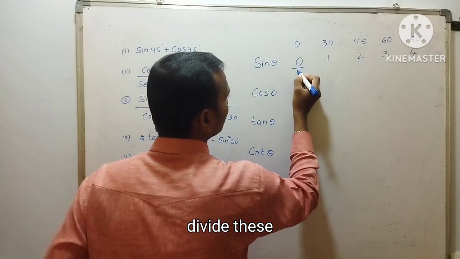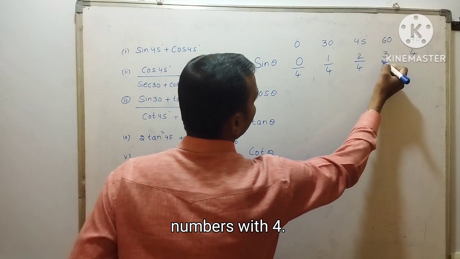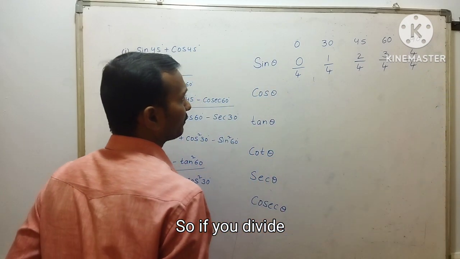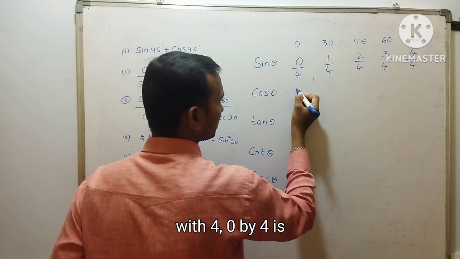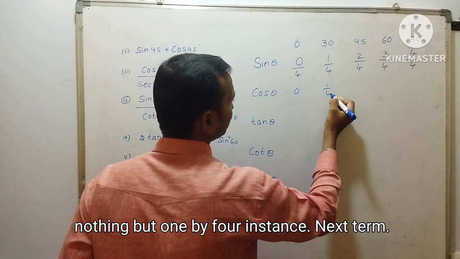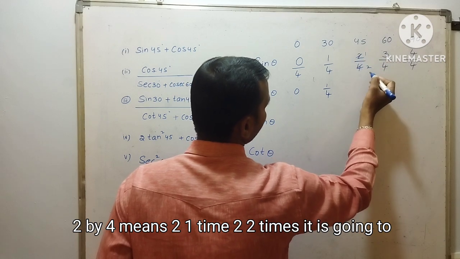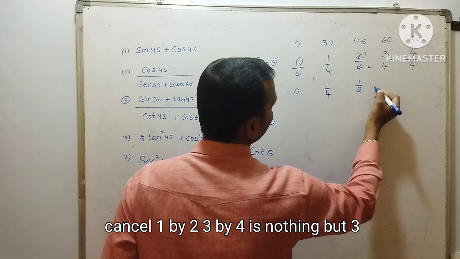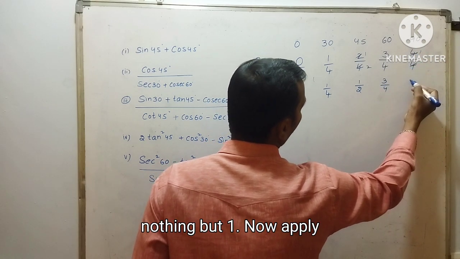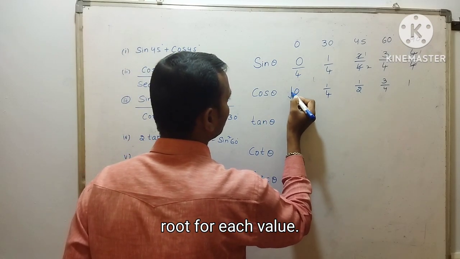Divide these numbers with 4. So if you divide with 4, 0 by 4 is nothing but 0. 1 by 4 is nothing but 1 by 4 itself. Next, 2 by 4 means 2 one time, 2 two times, it is going to cancel, 1 by 2. 3 by 4 is nothing but 3 by 4 itself. 4 by 4 is nothing but 1. Now apply the root. Apply the root for each value.